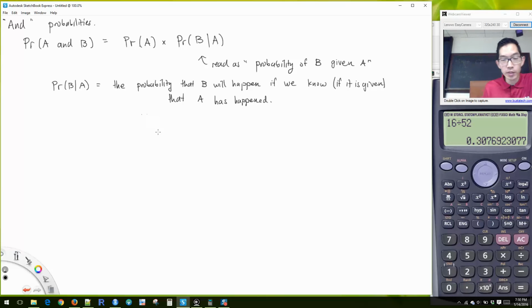So this is what we have. And then there's also a special case, and this is if A and B are independent, which is very different from mutually exclusive.